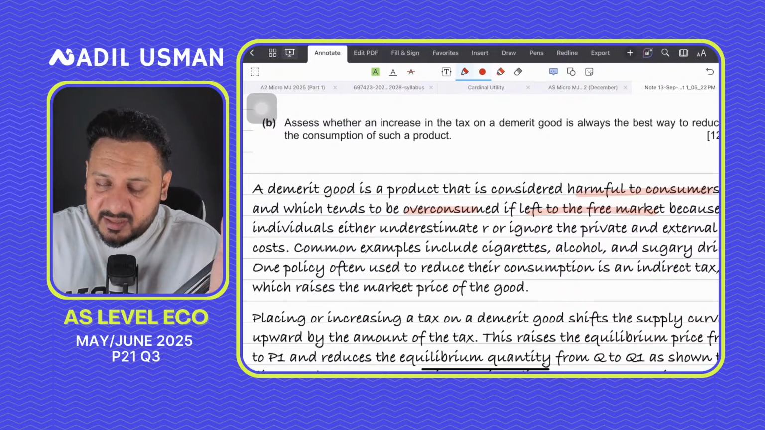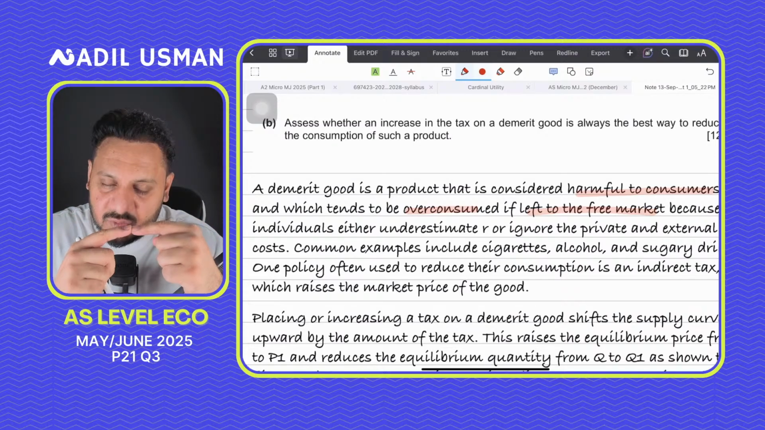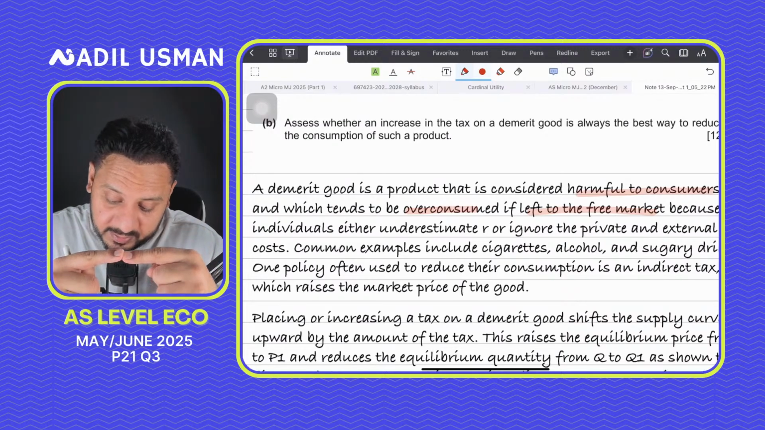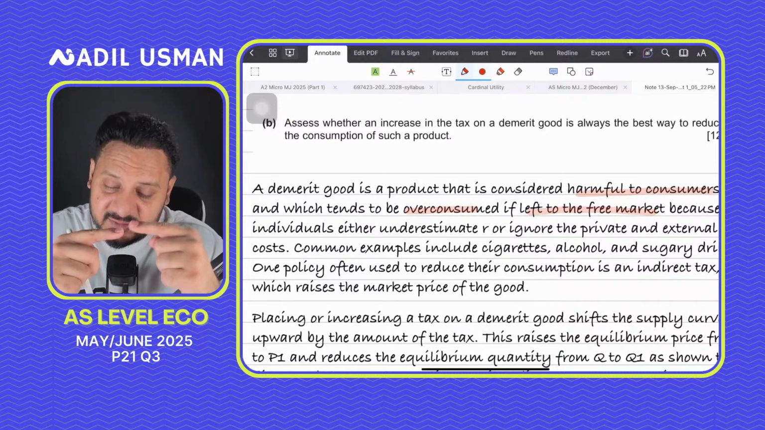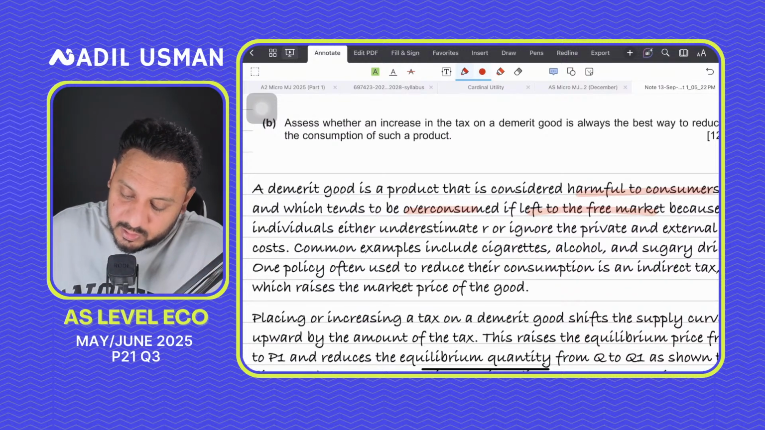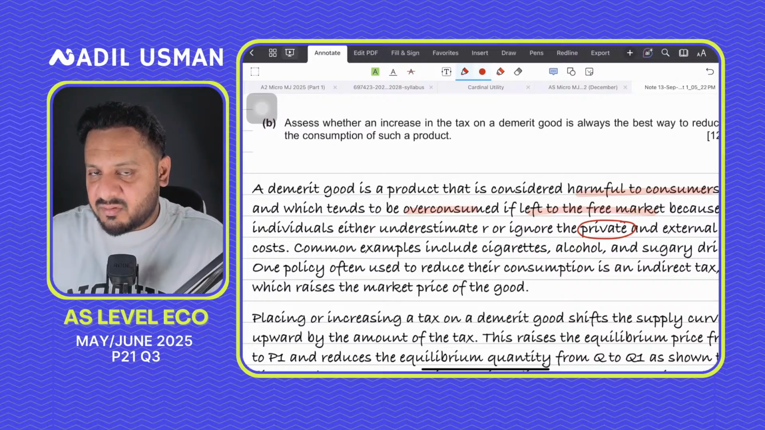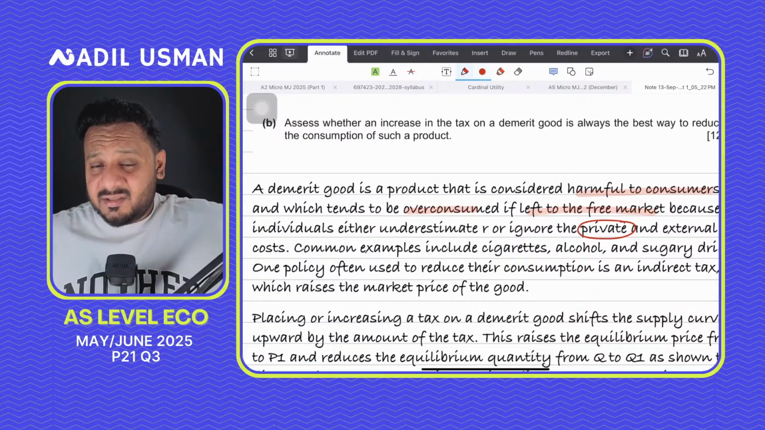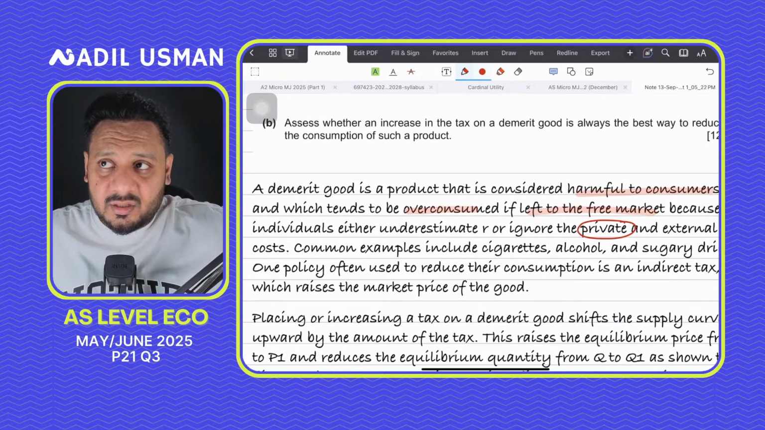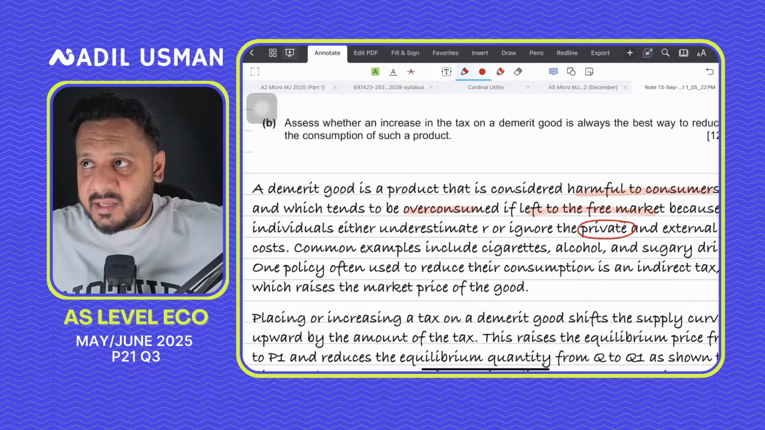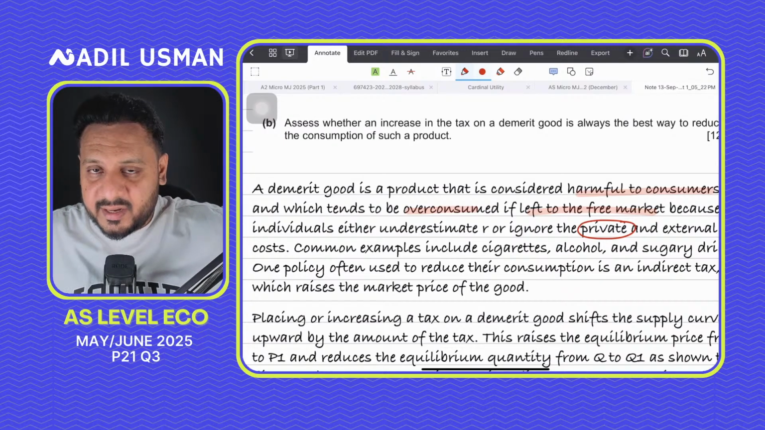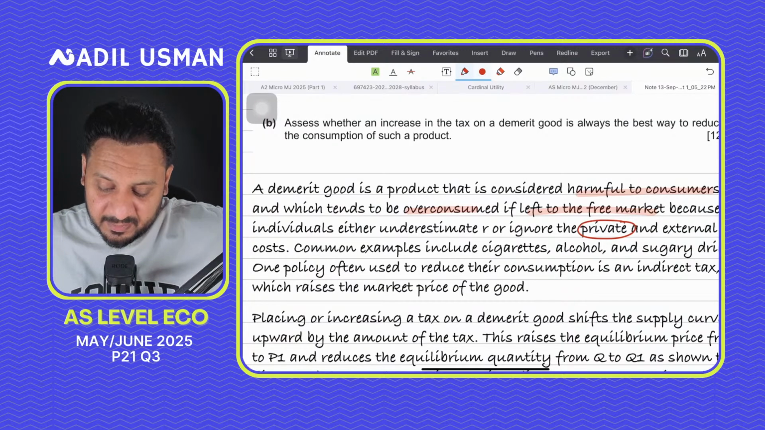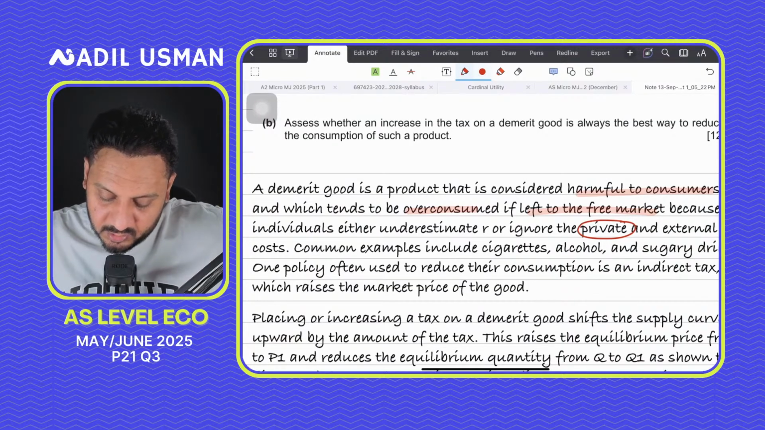And it happens for two reasons. Either consumers underestimate, because of information failure, or they completely ignore the private benefits, the private costs and the external costs. They ignore the private costs, meaning they ignore the harm that alcohol, gambling, cigarette consumption or sugary drinks could cause. You've seen these teenagers constantly consuming Coke all the time, or eating out all the time, right? Sugary drinks are demerit goods. Gambling is a demerit good. Alcohol is a demerit good. So they ignore the private cost.